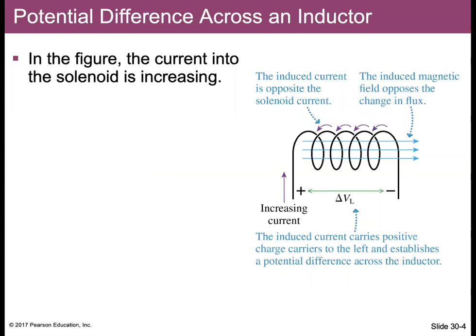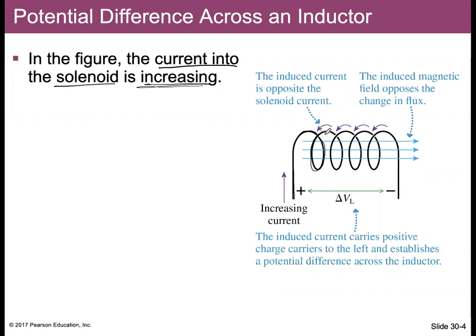Now let's look instead at what would happen if we no longer had a steady current. So in this figure, just like the one before, but this time, the current into the solenoid is increasing. So here goes our increasing current.